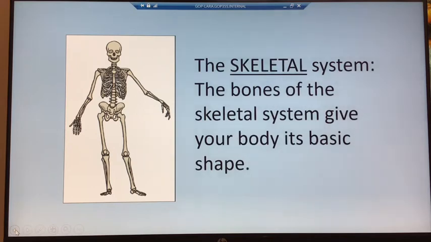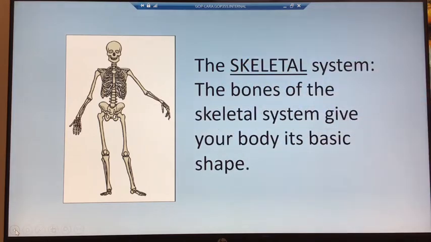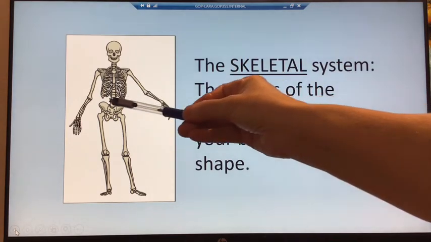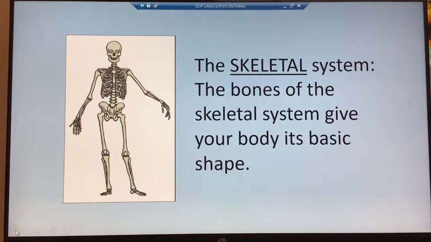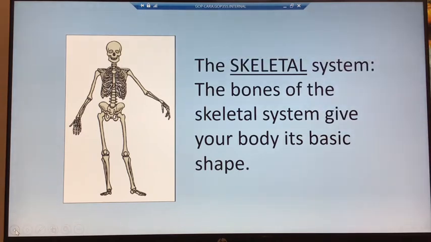Well, the skeletal system, this is the bones in your body, and it gives your body its basic shape. If you have a very long femur bone here, you'll probably be quite tall. If you have a wide pelvic bone, you probably have wider hips when you're an adult. Again, if you had very wide shoulder bones, that would show on your body shape as having quite wide shoulders.